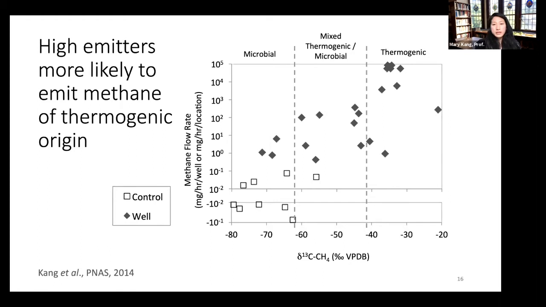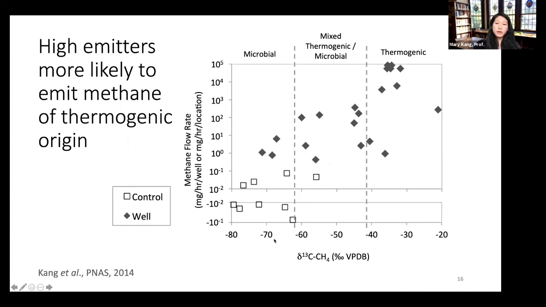So this is isotopic data. The same kind of thing, but instead of looking at ethane, propane, and butane, which are higher chain alkanes, we also looked at isotopes, so stable carbon isotope of methane. If you have a more negative value, then it's likely to be a thermogenic source.